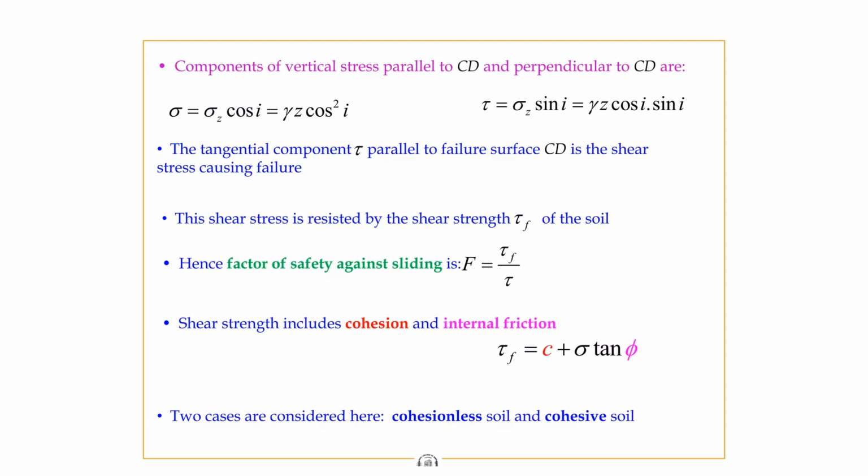Tau represents the tangential component. You can even call it T. The tangential component T parallel to the failure surface CD is the shear stress causing failure. The shear stress is resisted by the shear strength Tf of the soil. Hence, the factor of safety against sliding is F equals Tf by T. The shear strength includes cohesion and internal friction: Tf equals C plus sigma tan phi. Two cases are considered here, cohesionless soil and cohesive soil.